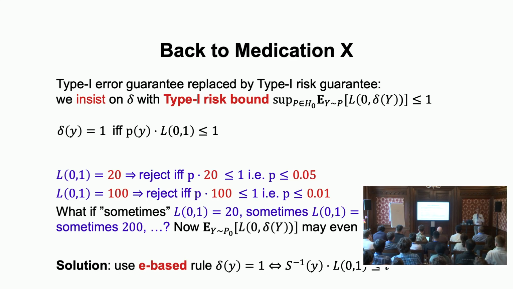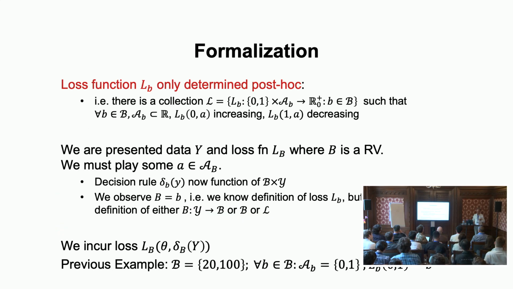And now it turns out that if you use e-values here, it still works. You still have this expected bound of 1. What you do now is you reject a null if 1 over the e-value times the loss is bounded by your maximum risk bound, so usually 1. Then you will get an expected risk bound of 1, no matter what weird adversary determines what loss functions you need to deal with as a function of the data.